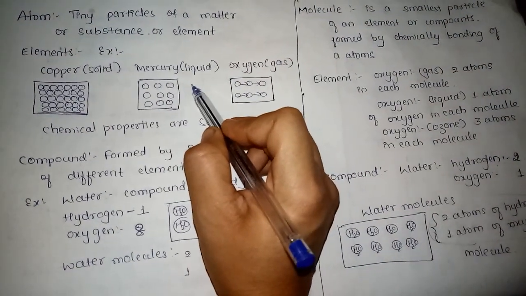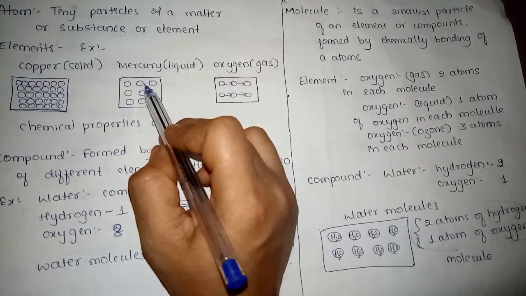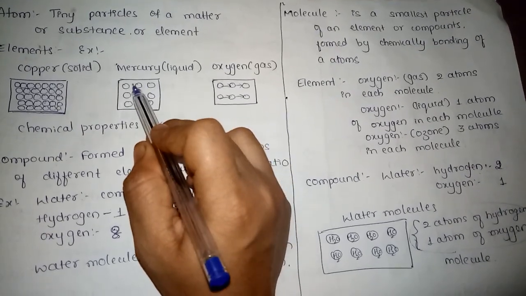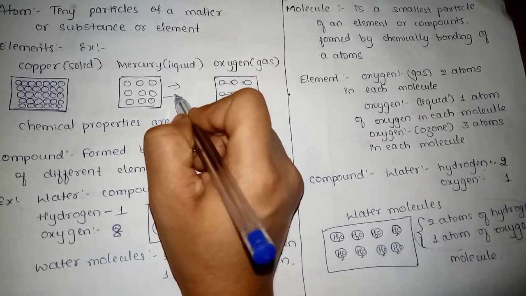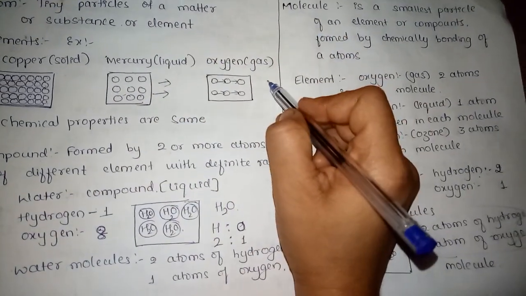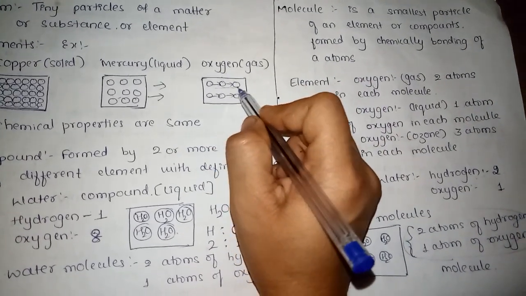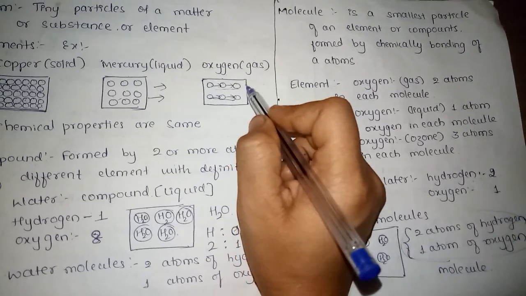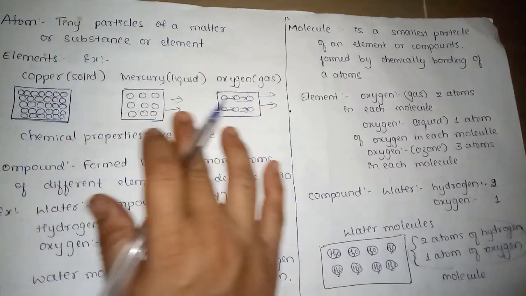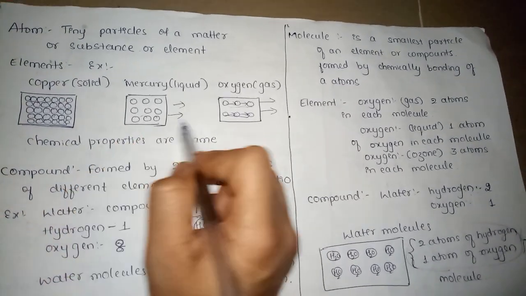Let us take an example of a liquid. Mercury, which is a metal at room temperature, is loosely packed, and the atoms can move and flow, and all the atoms of this element are identical. The next is a gas, oxygen, and oxygen is also made up of the same type of atoms and is more loosely packed, so they can move easily. So all the atoms of an element have the same chemical properties and are identical.